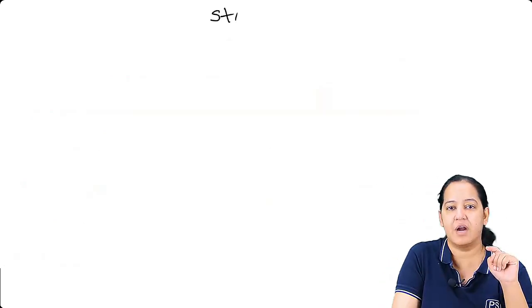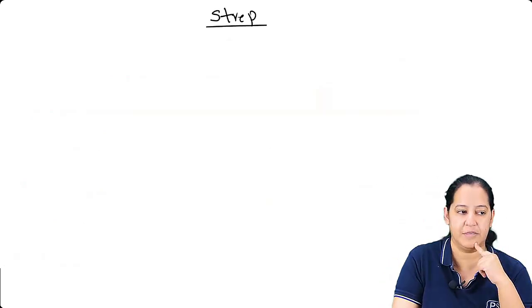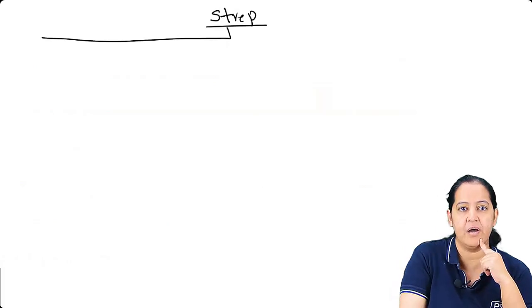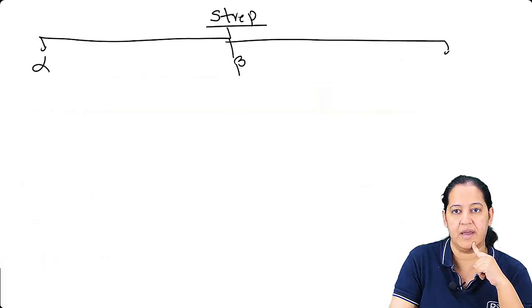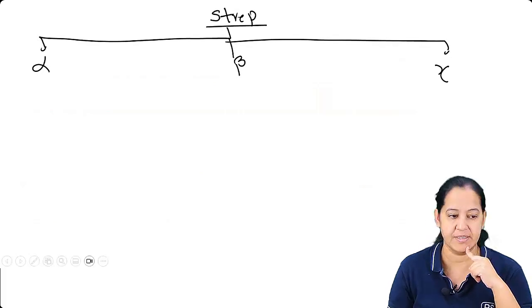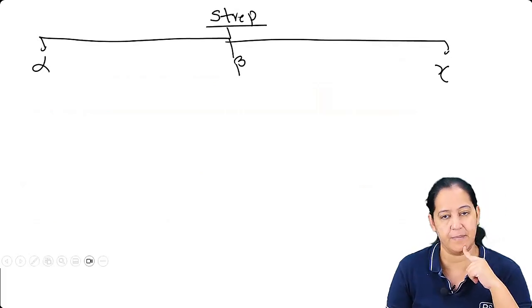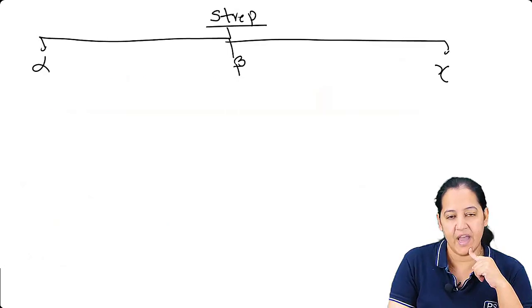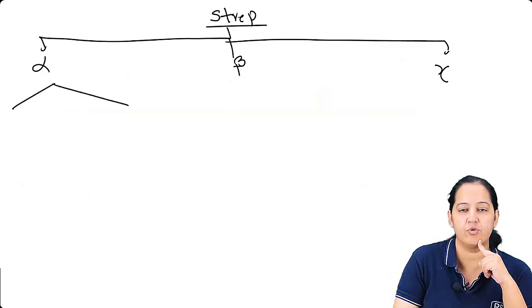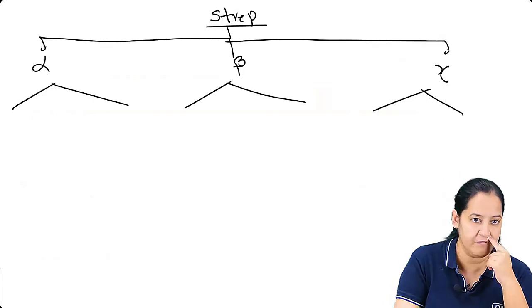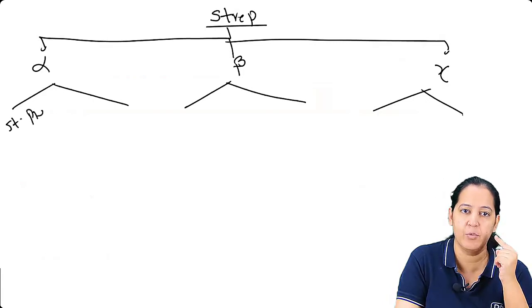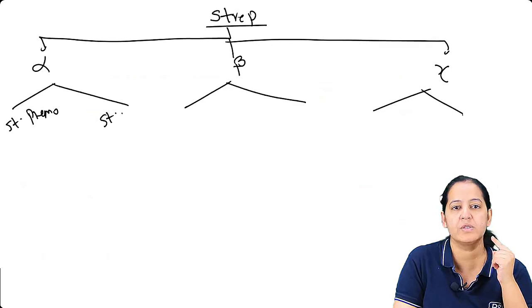Let's start with Streptococcus, on the next page. Alpha, beta, gamma. The 3. Okay? So we have 2 alpha in our syllabus, 2 beta, 2 gamma. So tell me, what are the 2 alpha? Streptococcus pneumoniae and Streptococcus viridans.